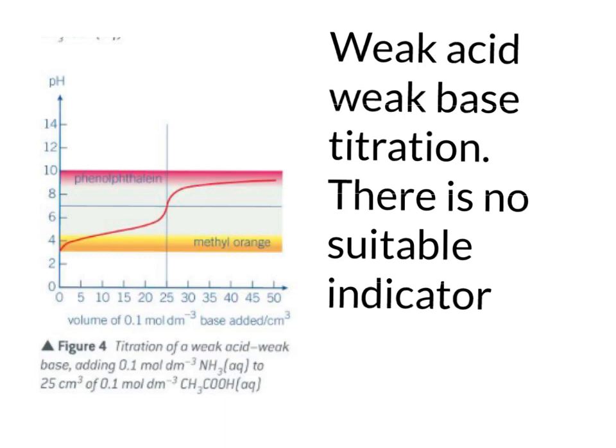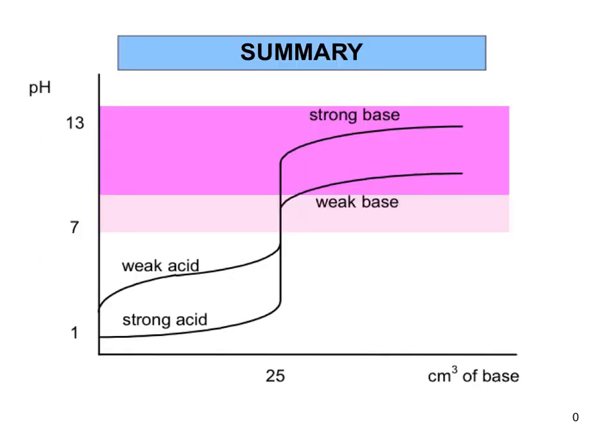Finally, for a weak acid, weak base titration, like ethanoic acid and ammonia, neither indicator is suitable. There is hardly a vertical portion of the curve, and therefore methyl orange will have already become yellow and phenolphthalein will still be colourless. To summarise, therefore, phenolphthalein is useful when you have a strong acid and a strong base, and a weak acid and a strong base, but it's no good when you have a weak base.